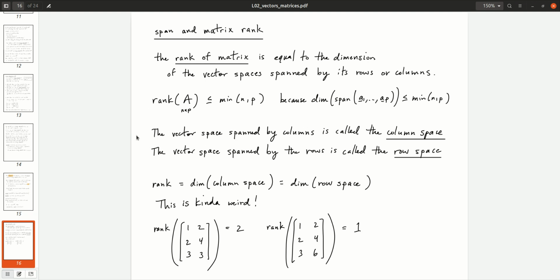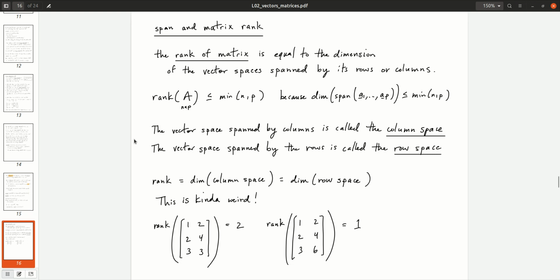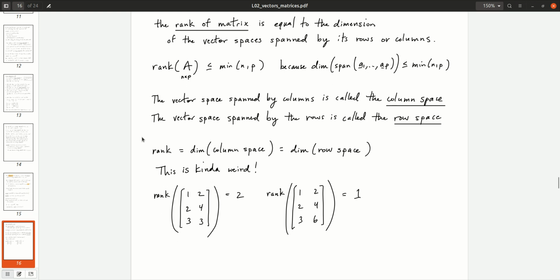Now there are special kinds of vector spaces associated with a matrix. The vector space spanned by the columns of a matrix is called the column space. So in this example, this is just the span of A1 up to AP. And the vector space spanned by the rows of the matrix is called the row space. A really interesting fact that comes out of this, which we're not going to dive into here, is that since there's only one rank of a matrix, the dimension of the column space is equal to the dimension of the row space.